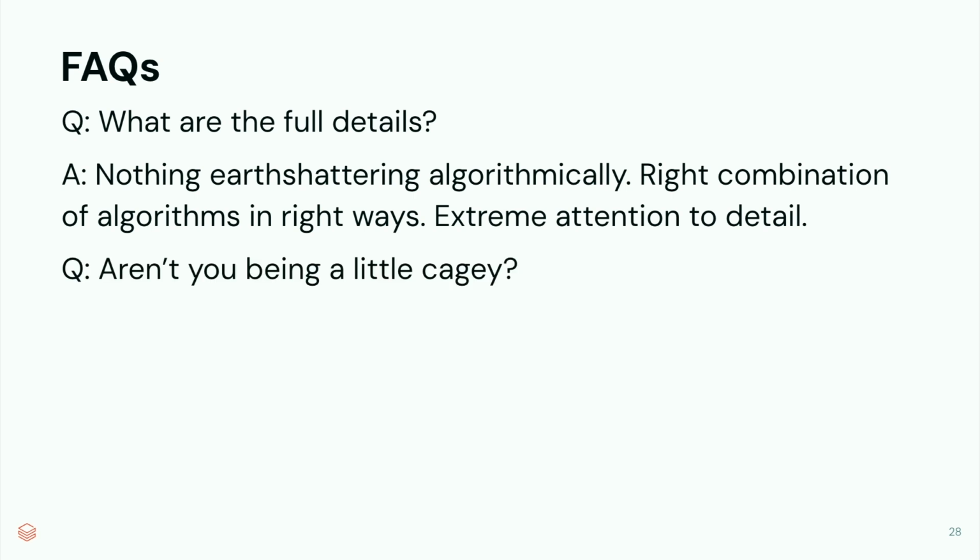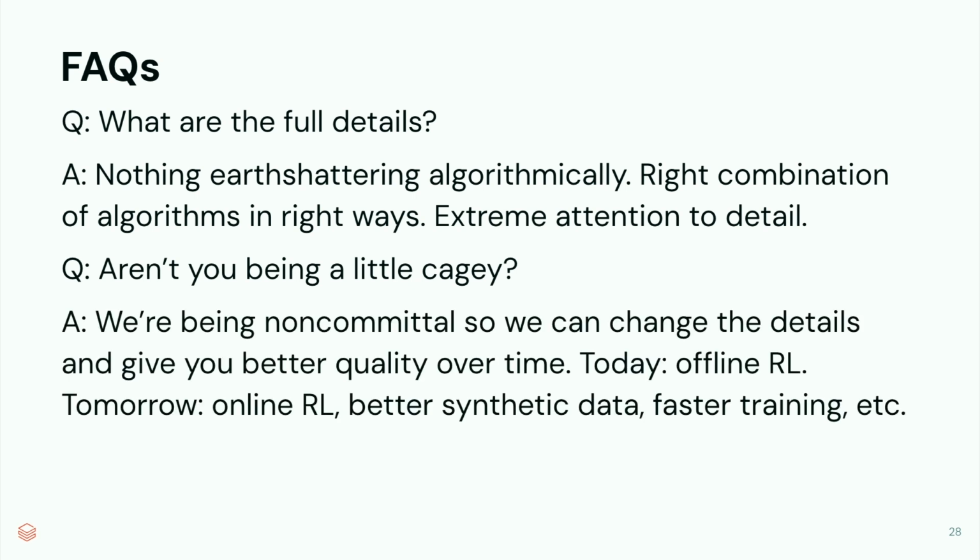And the follow-up question then is, again, why haven't you said so many details about TAO as a whole in general? And I think the answer here is we're being very non-committal here, so we can change the details and give better quality over time. Today, again, it's this offline RL setting where we are just running offline RL. You do generation once, and then you just score, and you can fine-tune. Tomorrow, we can offer better online RL, better synthetic data, faster training, and again, apply more research and more leverage to further improve TAO over time.